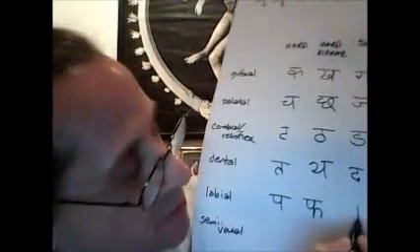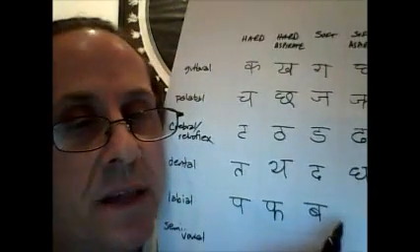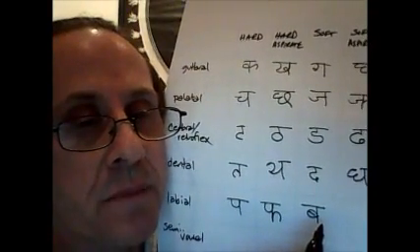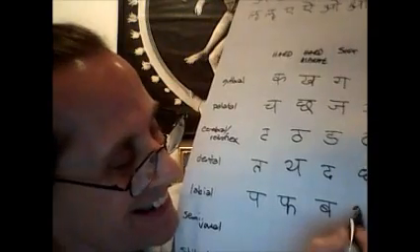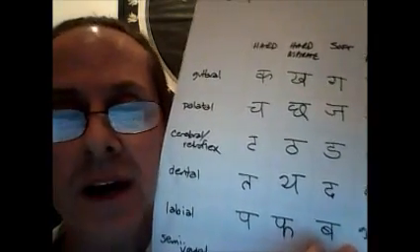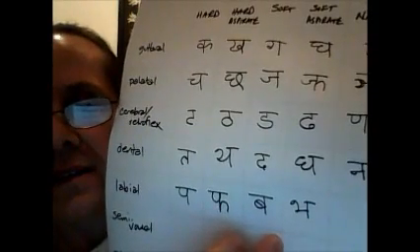The soft form is like our letter B, and it is B. The aspirated form is bha, as in bhakti. Bha.